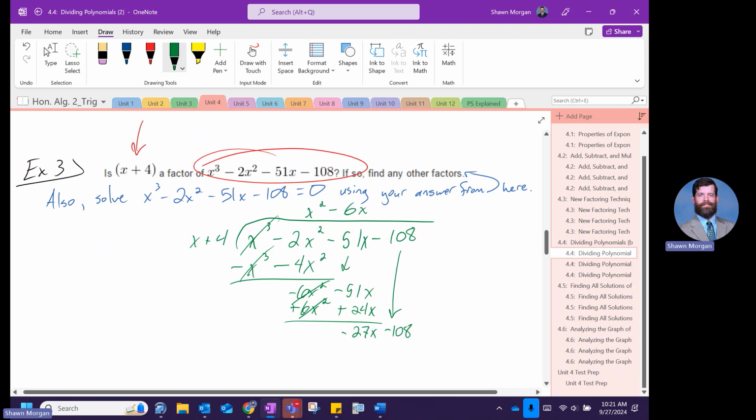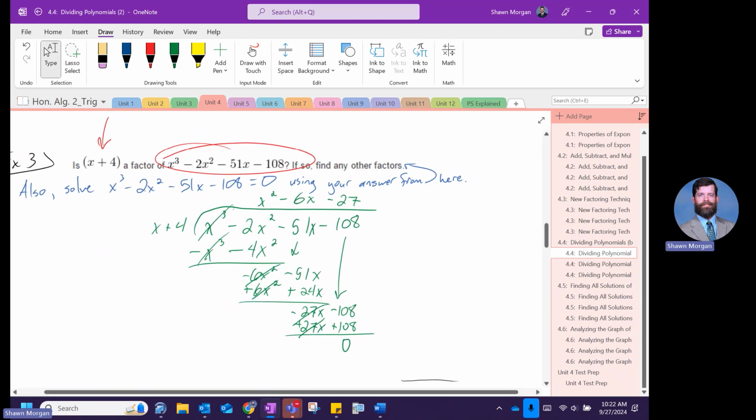All right, so negative 27. Negative 27x. What's negative 27 times 4? Negative 108. Change the sign. Cancel by design. And then what's our remainder? 0. Oh, baby.